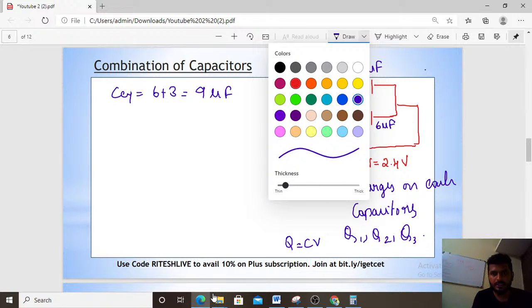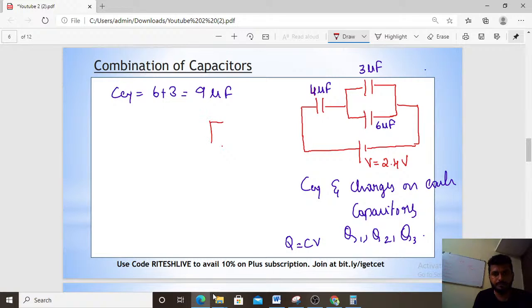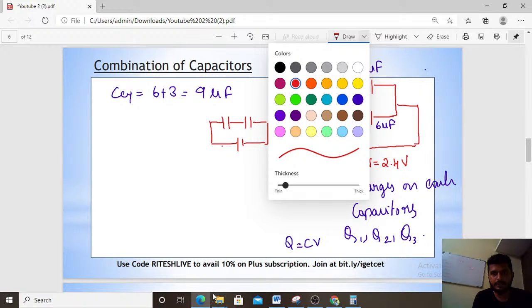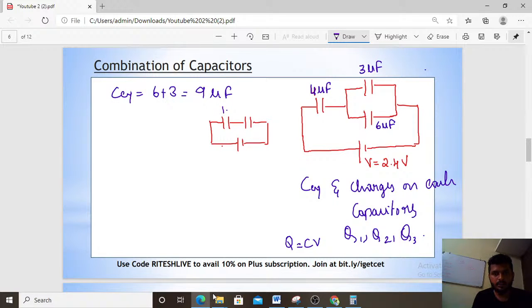Okay, then it is connected in series, so the new figure will be like this. This is 4 microfarad and this is 9 microfarad, in series with 2.4. When they are in series I will take C equivalent as multiplication over addition, that is 9 times 4, 36, divided by 13. The voltage is 2.4, right? So what is the answer? 36 is not 2.4, sorry.